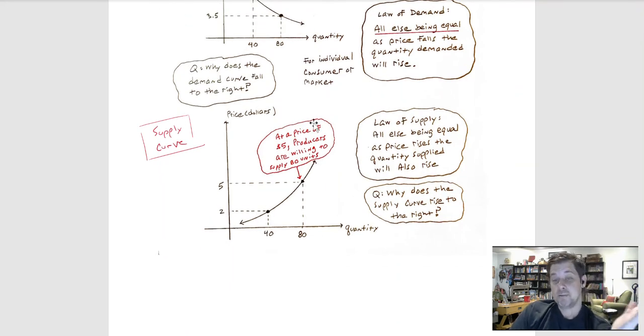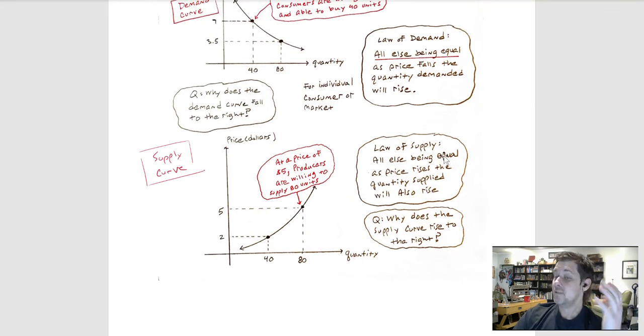Now, again, whether the supply curve is actually a curve or a line, whether it's steep or relatively flat, is beside the point. The supply curve will have this up and to the right shape. Okay. And the reason for that is because of the law of supply. It again starts with this very important phrase, all else being equal. As the price rises, the quantity supplied will also rise.